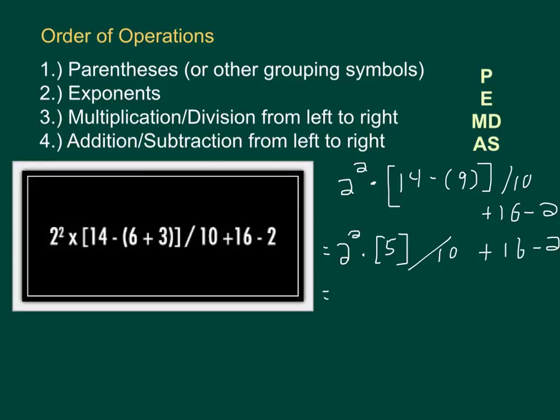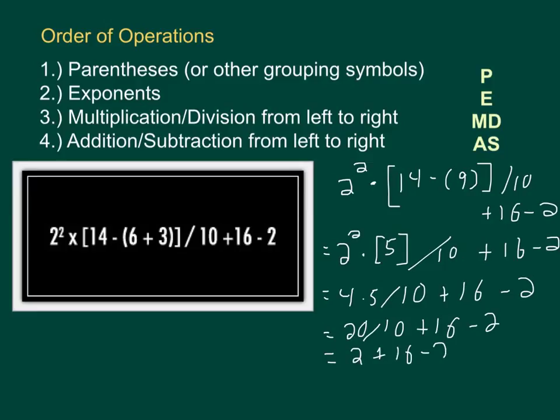Now, I'm done with parentheses and all grouping symbols, so I go to exponents, and I have an exponent right here. 2 squared, which means 2 times itself, a total of two 2's. So 2 times 2 is 4 times 5, divided by 10, plus 16 minus 2. Now, step 3, multiplication, division from left to right. So I have a multiplication and then a division. That's the order that I have to do it in. And so I'm going to get 4 times 5 is 20, divided by 10, plus 16 minus 2. Then the division, 20 divided by 10 is 2, plus 16 minus 2.